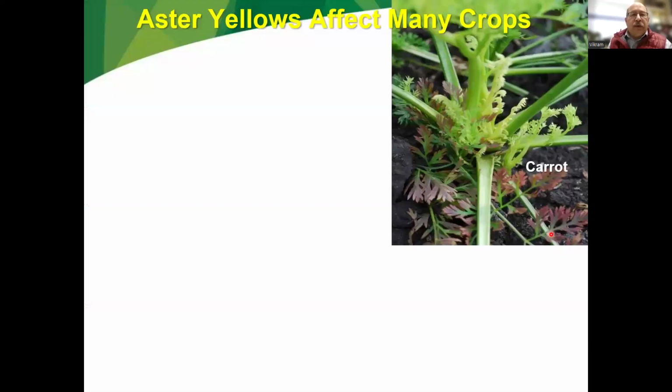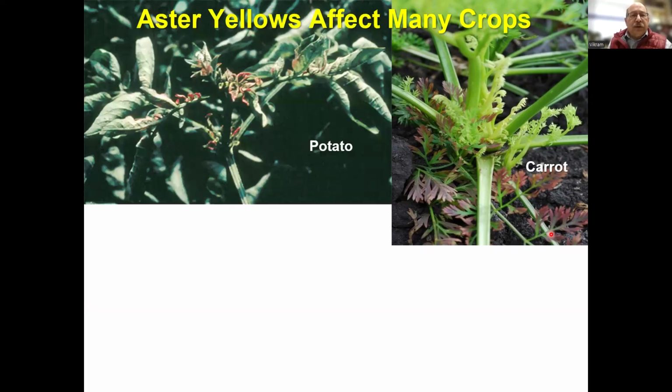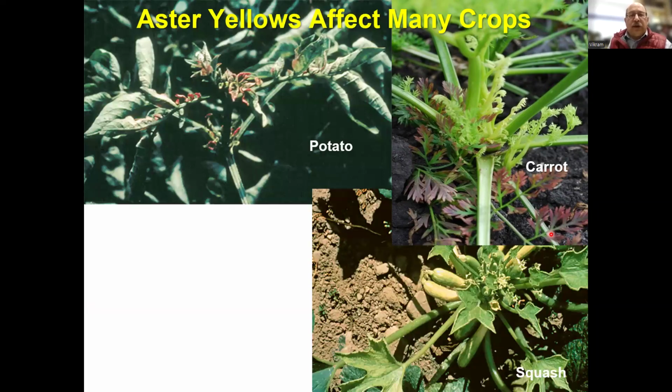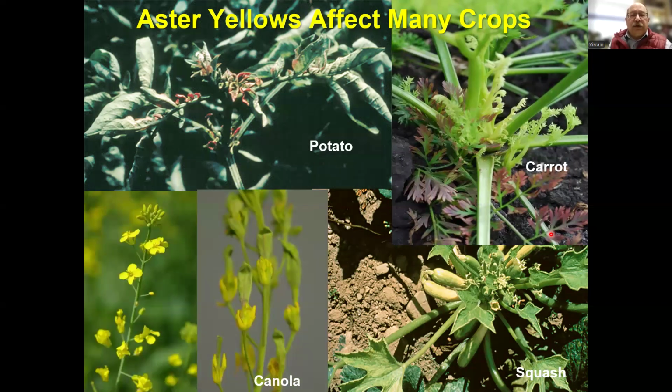It goes into many crops, potatoes, and here is the squash, and here is the canola. So canola, you can see the pods become flat and there is no seed in there. And okay, I'm going to change the disease now.